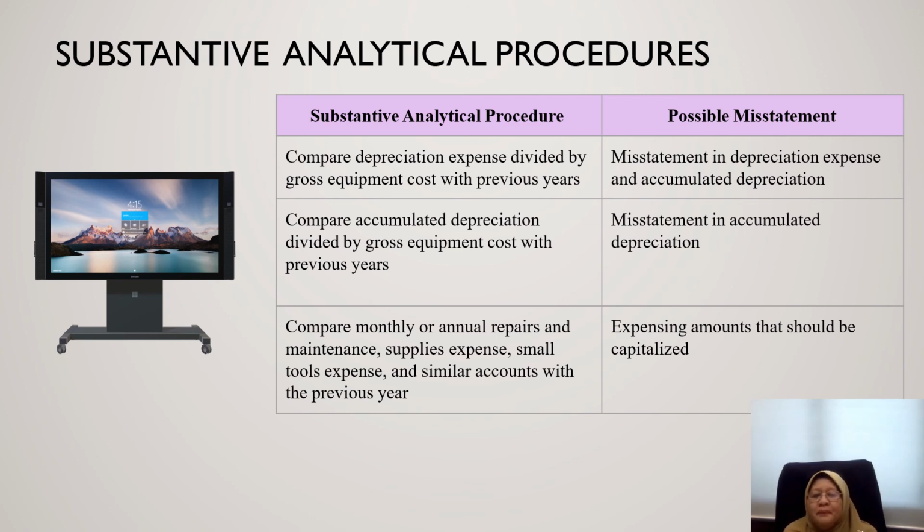We can also compare accumulated depreciation divided by gross equipment cost with the previous year, or we can look at and compare monthly or annual repairs and maintenance, supplies expenses, small tools expenses, and similar accounts with the previous year. Okay, so that we are looking for possible misstatement in terms of expensing amounts that maybe should be capitalized.